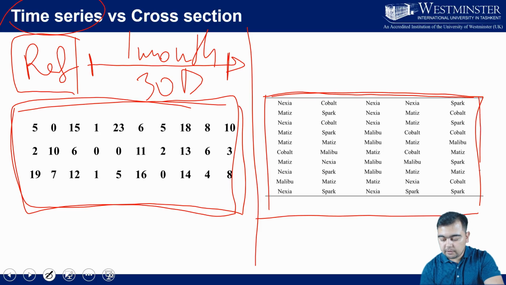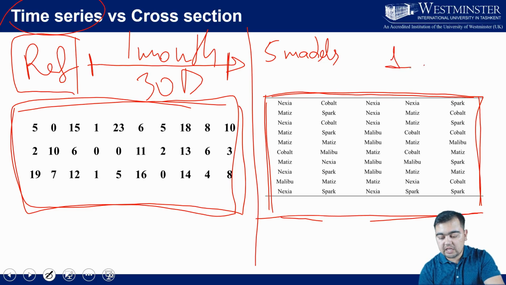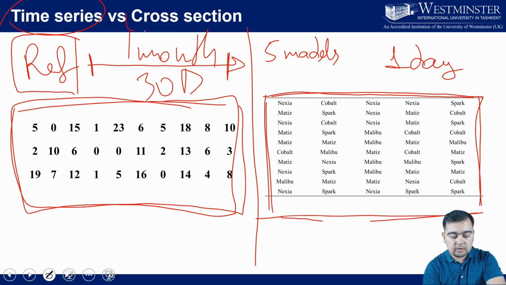But if you look at the other data set, the right one, you have 5 different variables, where you have 5 different car models, right? And the thing is, these models are not being observed over 30 days, but over only 1 day. Yes? So what do we call this type of data set? A cross-sectional data set. Okay?